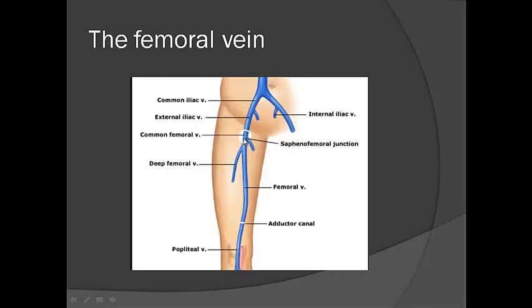And once the femoral vein has received all the venous drainage from the lower limb, it also passes underneath the inguinal ligament and will continue as the external iliac vein. So with the arteries, I have the external iliac artery continuing as the femoral artery. Here I'm going to have the femoral vein continuing as the external iliac vein.